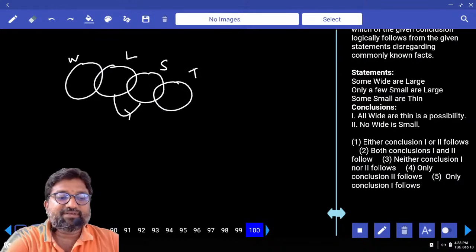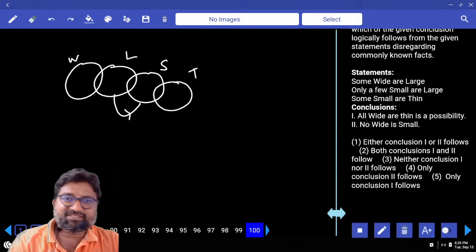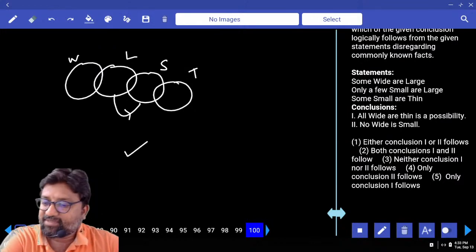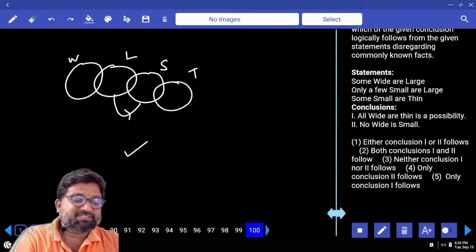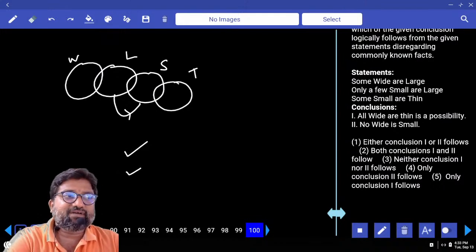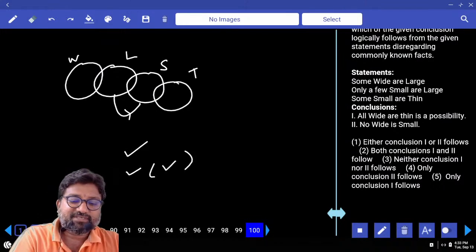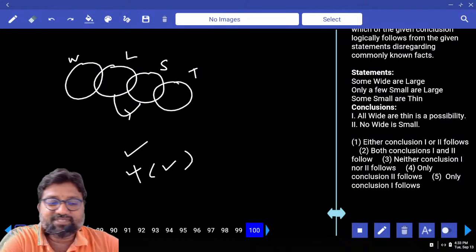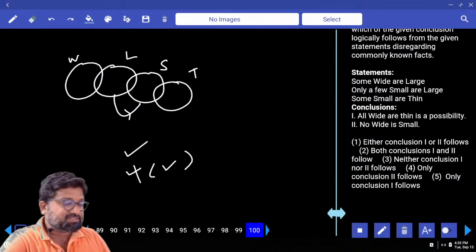The possibility: can I bring all the wides inside? Yes. No wide is small. Yes. Complementary: some wide are small. Yes. What's the answer? Clear to you all?